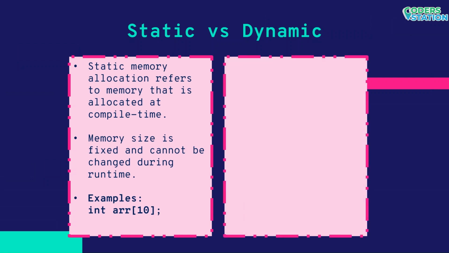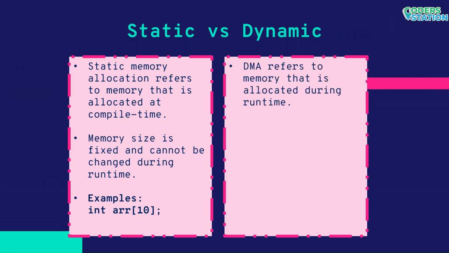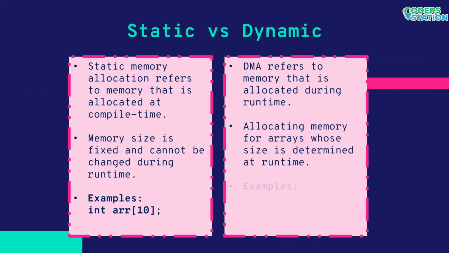Now, on the other hand, we have dynamic memory allocation. Dynamic memory allocation allows memory size to change at runtime. For example, int *r = malloc(10 * sizeof(int)). This allocates memory for 10 integers at runtime. That is, once we start the execution, it allocates 10 integers at runtime.